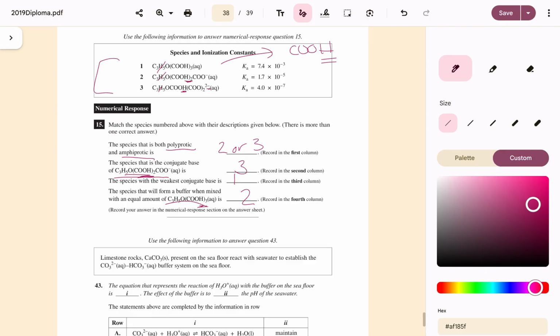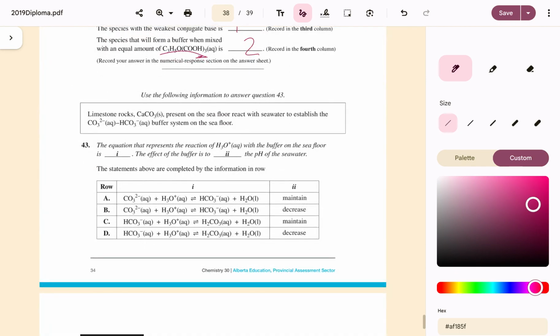difference of 1 hydrogen. Okay, now over here we have some information, and then it says the equation that represents the reaction of hydronium with your buffer system is blank, and the effect on the buffer to the pH. So the point of the buffer is to maintain the pH. So we're not looking to decrease it or increase it. And if you're adding in hydronium, you would want to react with the base part of the buffer because this is an acid. So the reaction that shows that is A.